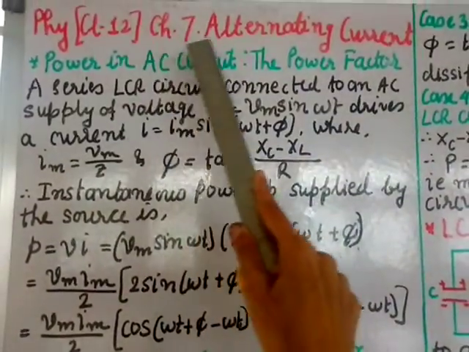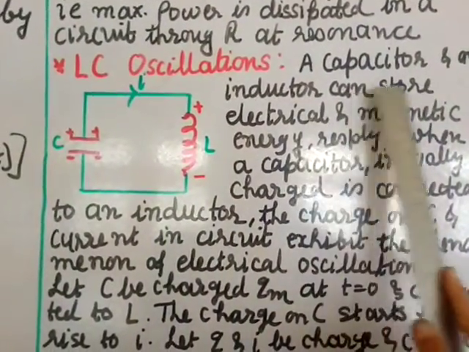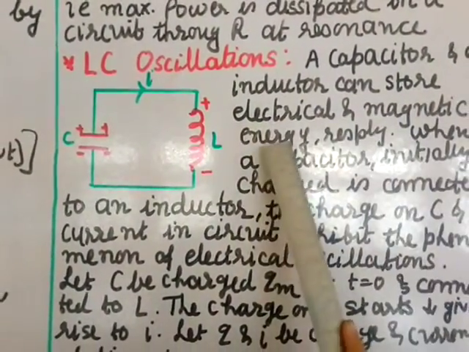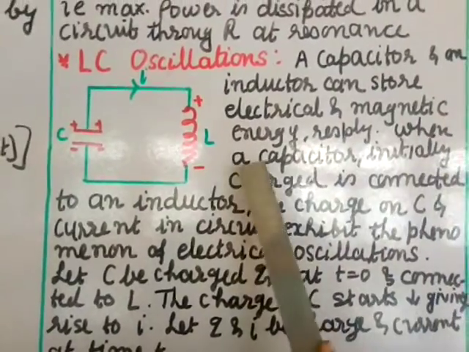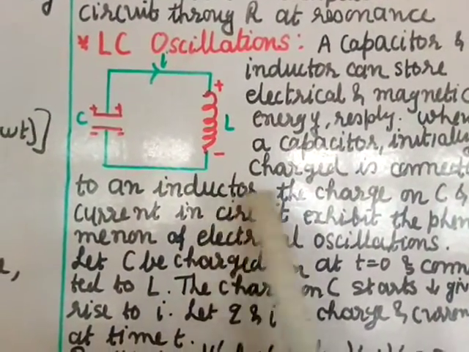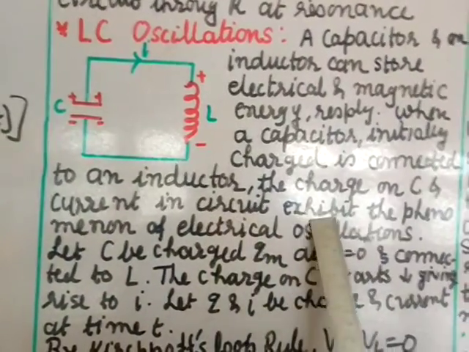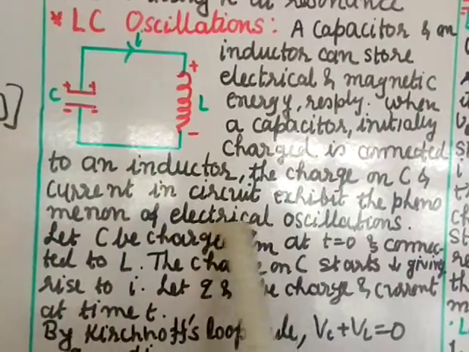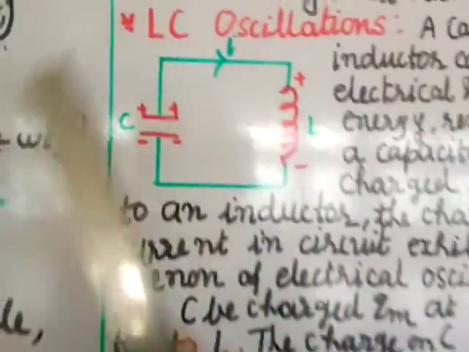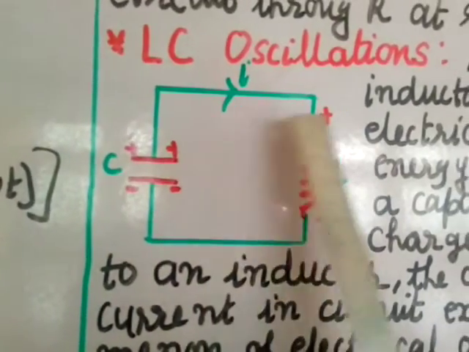Physics Class 12 Chapter 7 Alternating Current: LC Oscillation. A capacitor and an inductor can store electrical and magnetic energy respectively. When a capacitor initially charged is connected to an inductor, the charge on the capacitor and current in the circuit exhibit the phenomenon of electrical oscillations. So you have got the circuit diagram, a capacitor which is charged initially and an inductor.